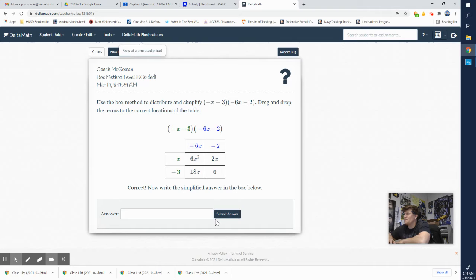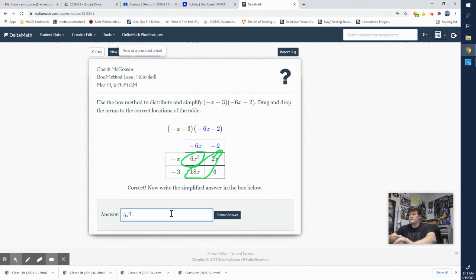Now that I have these boxes matched up, guys, all I have to do is combine my like terms. And the nice thing about the box method, especially if you have it set up in standard form, you should notice diagonals are the like terms. I have 6x squared, I have 2x and 18x, and then I have the constant there with 6. So I can combine those. 6x squared, 18x plus 2x makes positive 20x. And then the last constant was a plus 6.